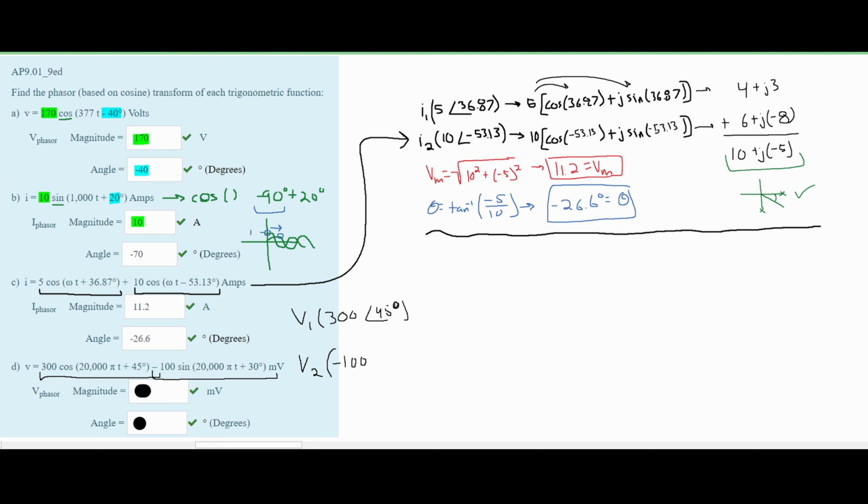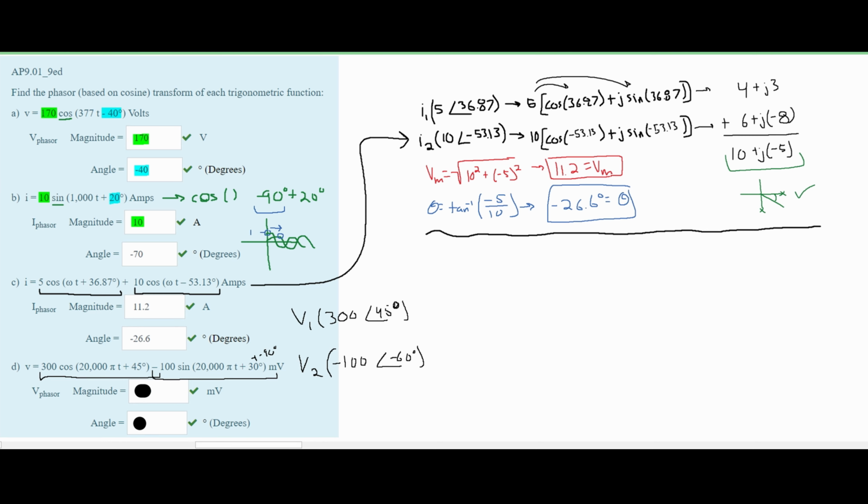However, this is a sine, not a cosine. And we know to convert something from sine to cosine, all we need to do is add negative 90 degrees to it. So if we add negative 90 degrees to our 30 degrees in the sine, you're going to get an angle of negative 60 degrees. Now we can write out the form in the same way that we did out here.